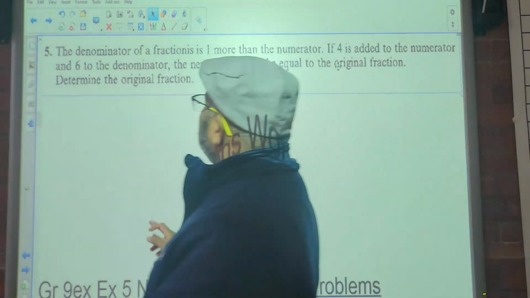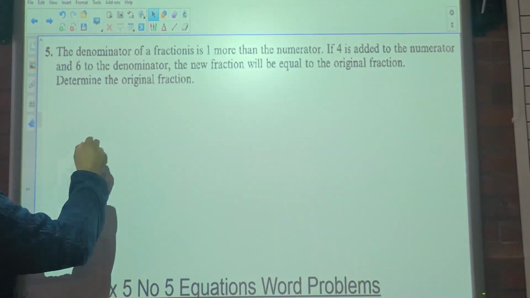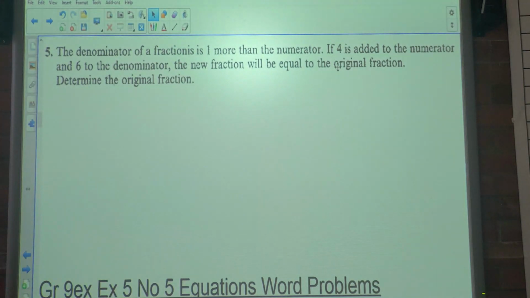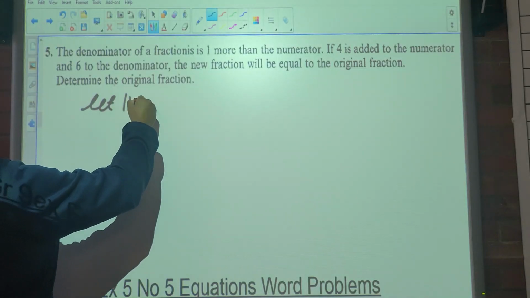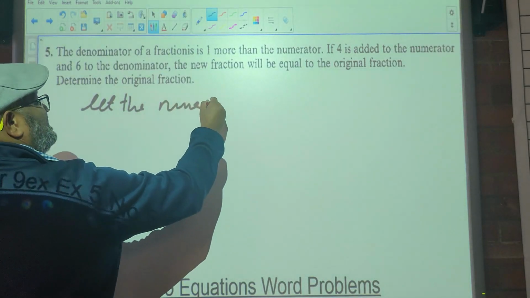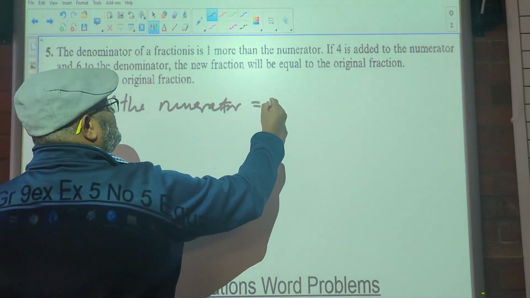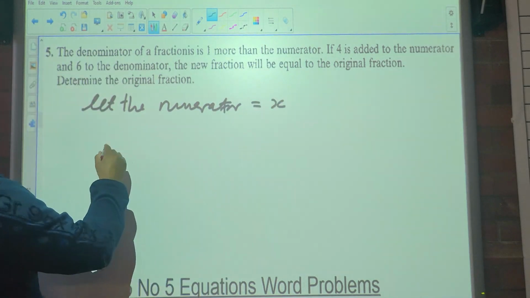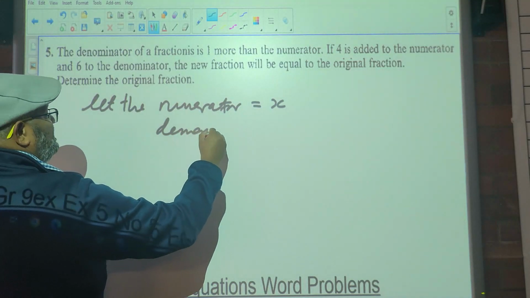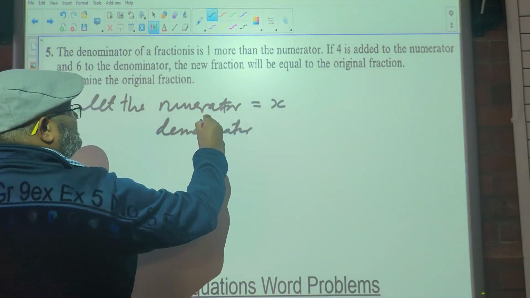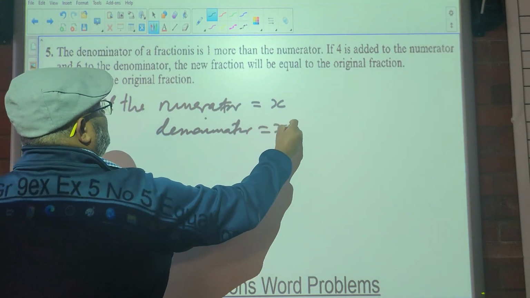People, we are told that the denominator of a fraction is 1 more than the numerator. So which one is smaller? The numerator. So we write here, let the numerator equal x. Then the denominator is one more, so the denominator is going to be x plus 1.